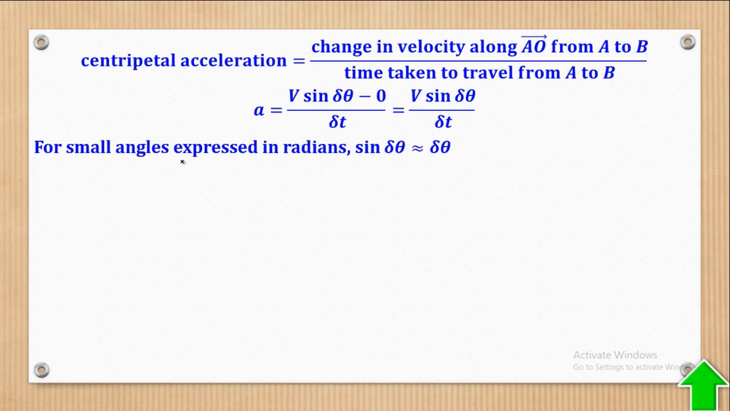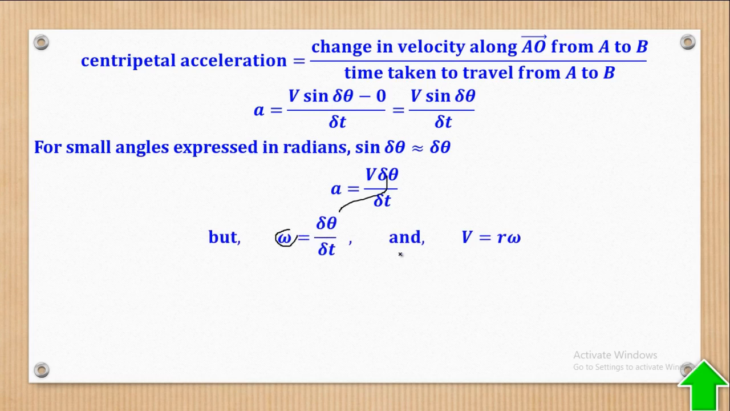But we know that for small angles expressed in radians, sine of that angle approximates to that very angle. Therefore, acceleration will now become v times small change in theta over small change in time. Then we also know that small change in theta over small change in time is equal to angular velocity, which is given by omega, and we also know that velocity or speed is equal to r omega. So we shall substitute both.